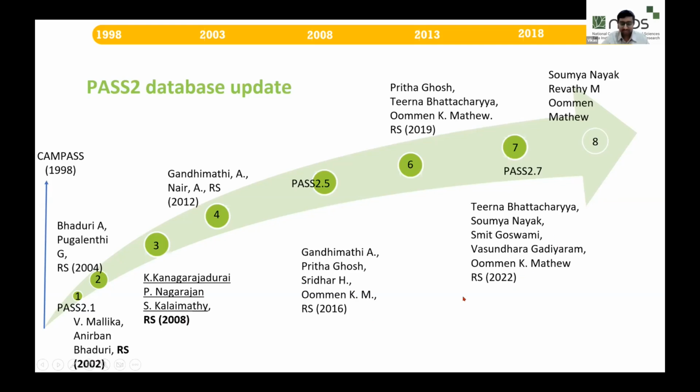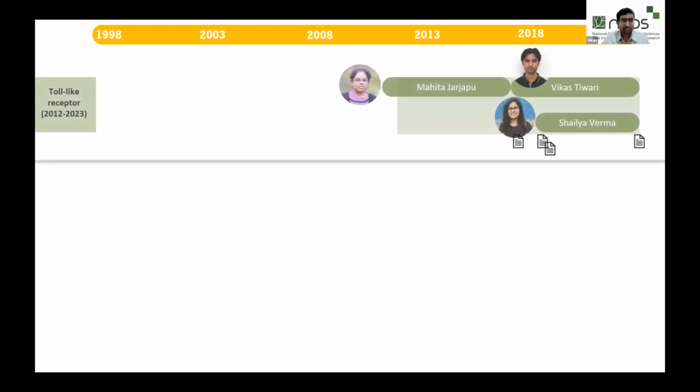And there are so many players involved in PAS2 work. I'll go to the last talk, which happened today, where we covered several protein structure modeling stories, starting with toll-like receptors, where key members are Mahita, Vikas, and Shailya. You heard about their protein modeling exercises today.